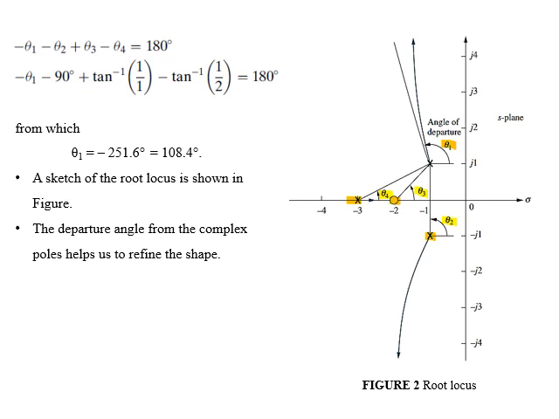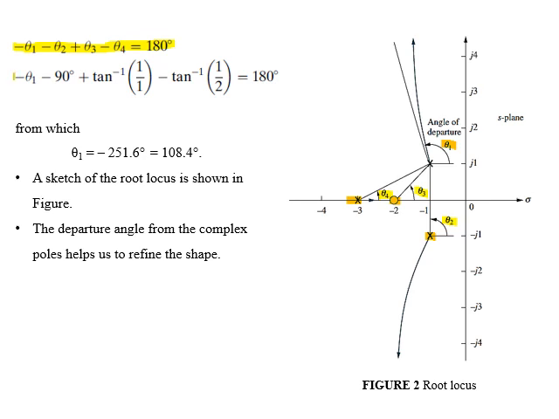Now applying the angle criteria of root locus, which is the sum of angles of zeros minus the sum of angles of poles will be equal to odd multiples of 180 degrees. Here, assume k equals 0, then minus theta 1 minus theta 2 plus theta 3 minus theta 4 will be equal to 180 degrees.